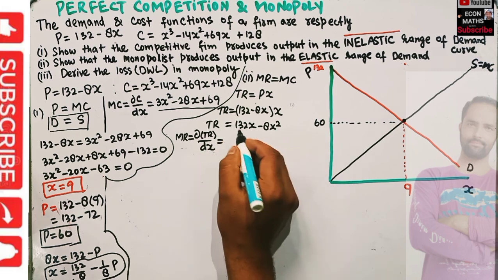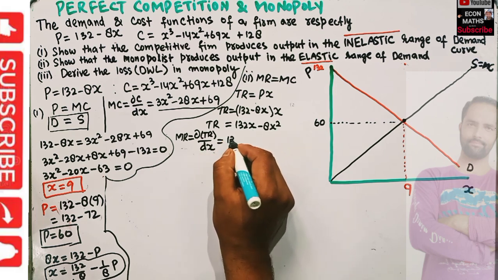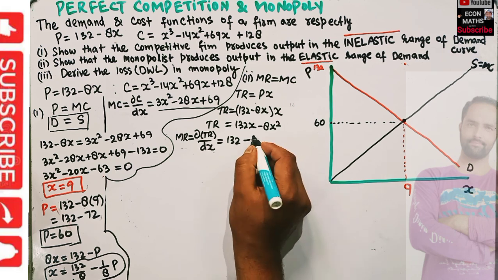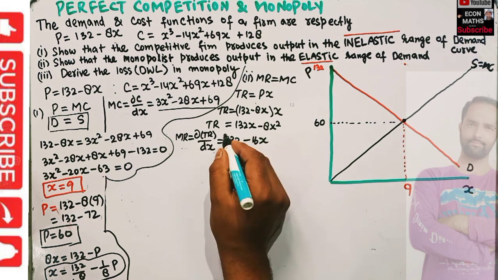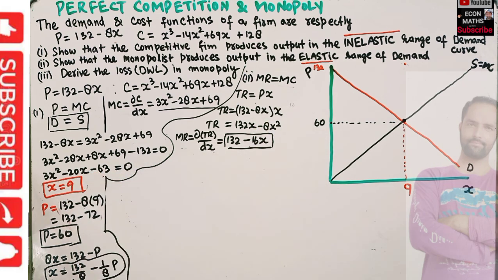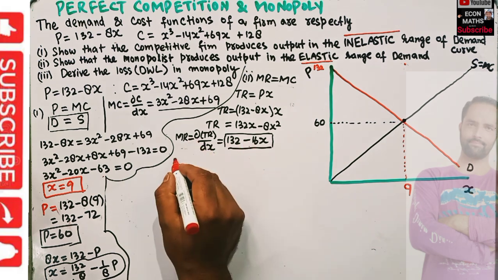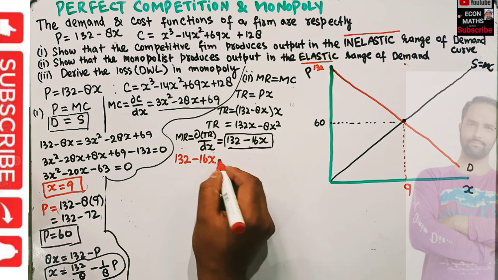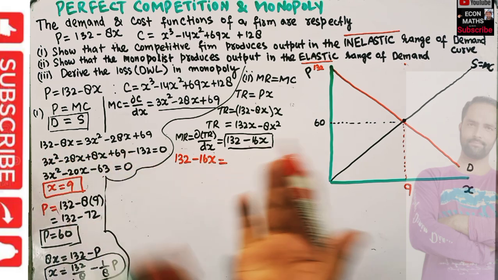Taking derivative of this total revenue, derivative of x is 1, so we are left with 132. Derivative of x square is 2x, so 2 8s are 16x. This is our marginal revenue. Okay, marginal cost we have calculated earlier, so just equate these two. So we have marginal revenue is 132 minus 16x. Let us equate it with marginal cost.